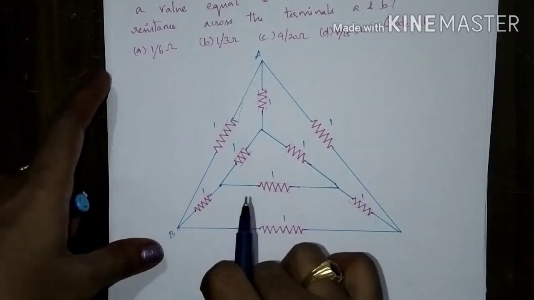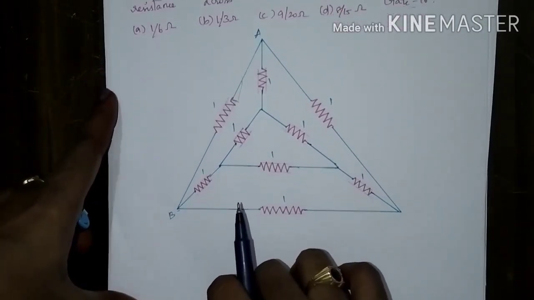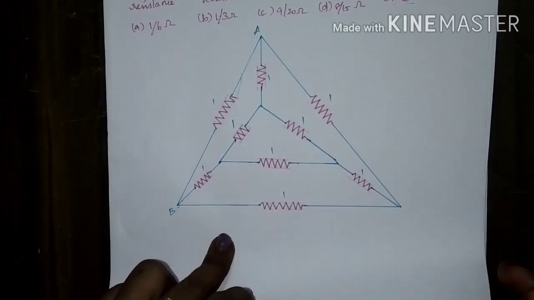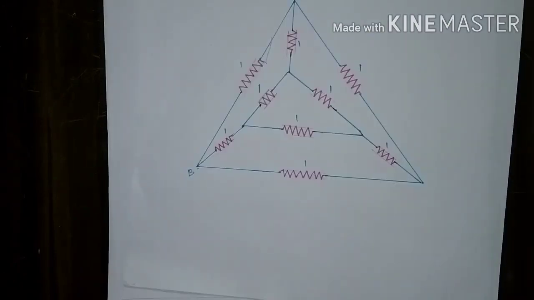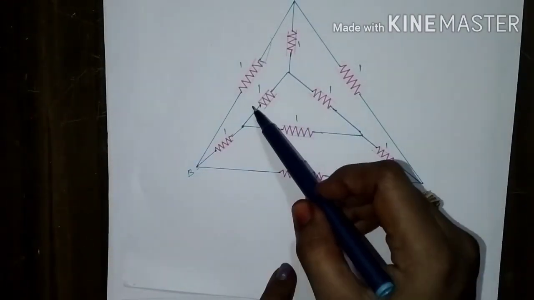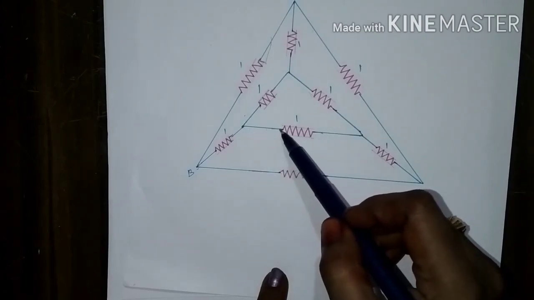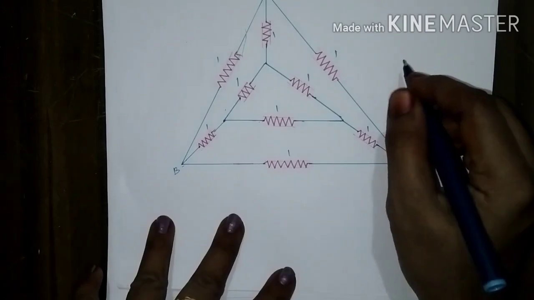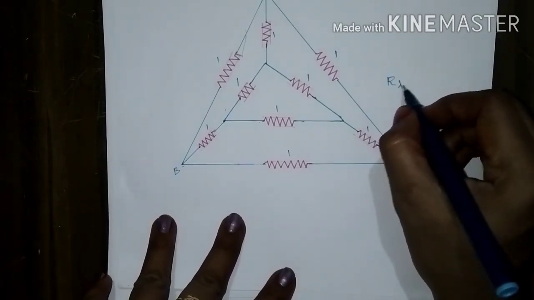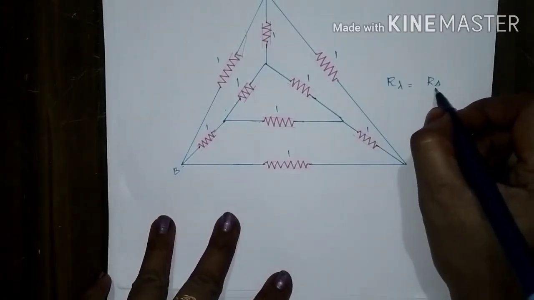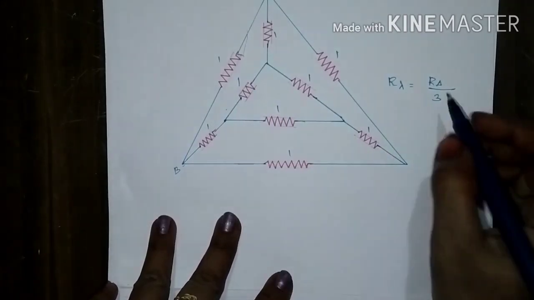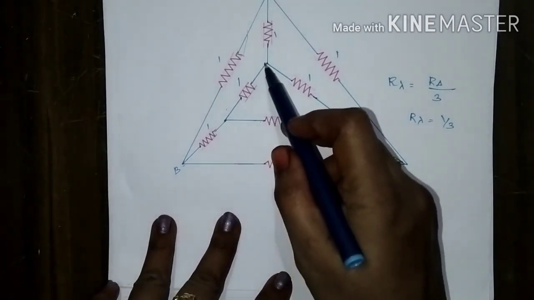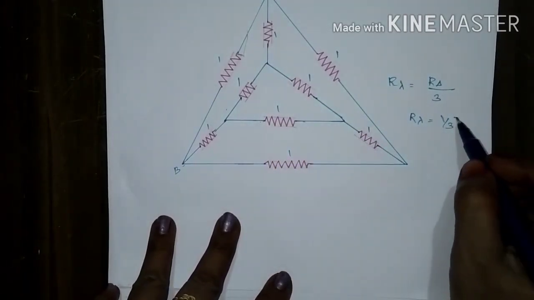Now we have to reduce the circuit and find out the equivalent resistance of the terminals. It is similar to the last problem which we discussed in the last video. Here this delta has been converted into a star. To convert delta into star, if the delta resistances are the same, R star can be found by R delta divided by 3. R delta is 1 ohm, so R star is 1 by 3. All the resistances present in the star would be 1 by 3 ohm.